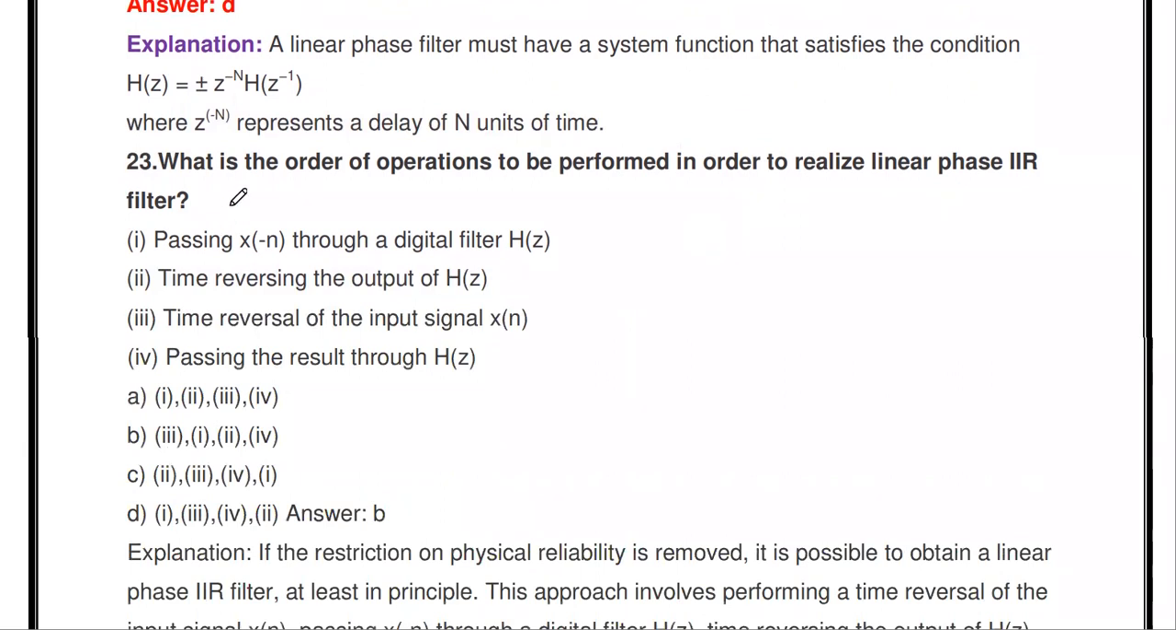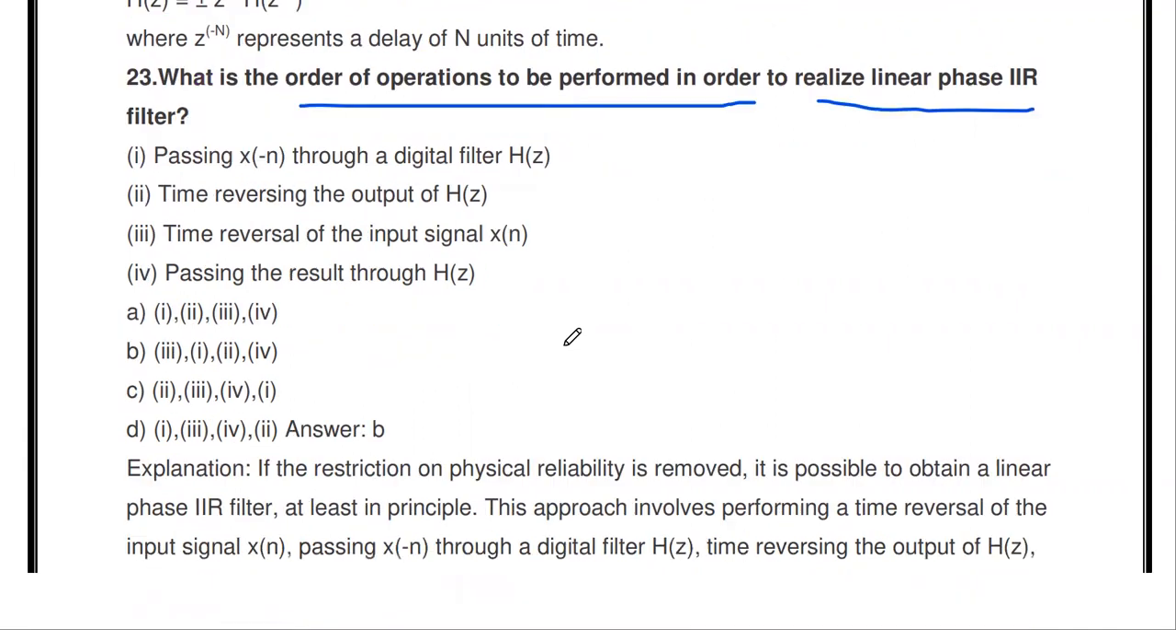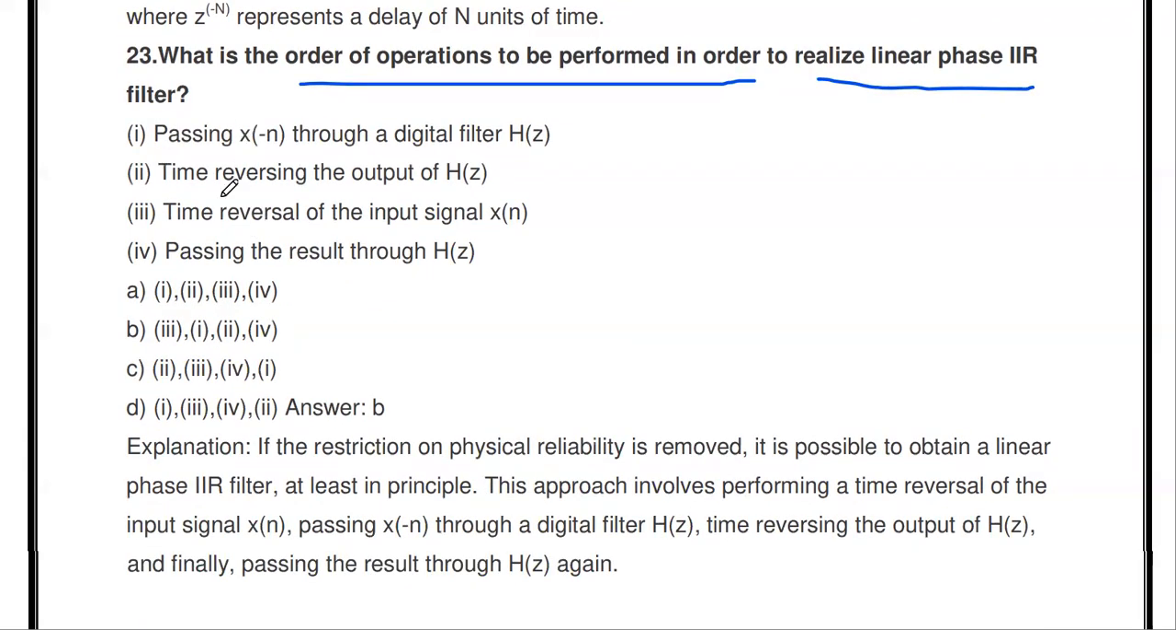Then the next one: what is the order of operations to be performed in order to realize the linear phase IIR filter? So in order to realize the linear phase IIR filter, what are all the steps we have to follow? These are the four things given: passing x of minus n through the digital filter, time reversing the output, time reversal of the input signal, and passing the result through H(z). So this B is the correct answer.